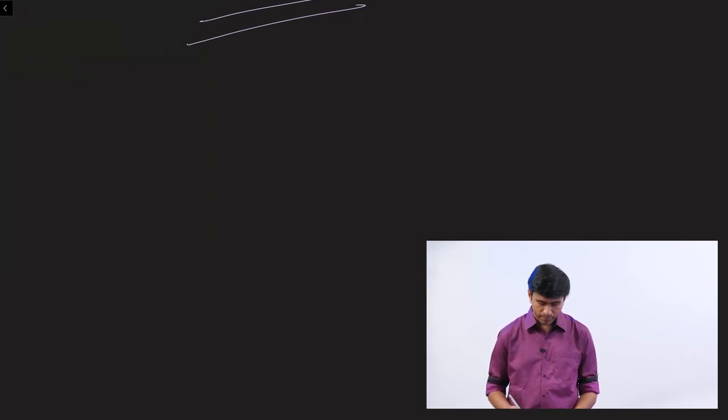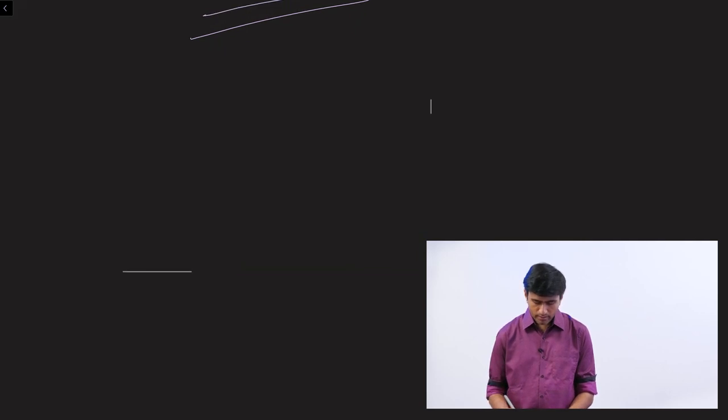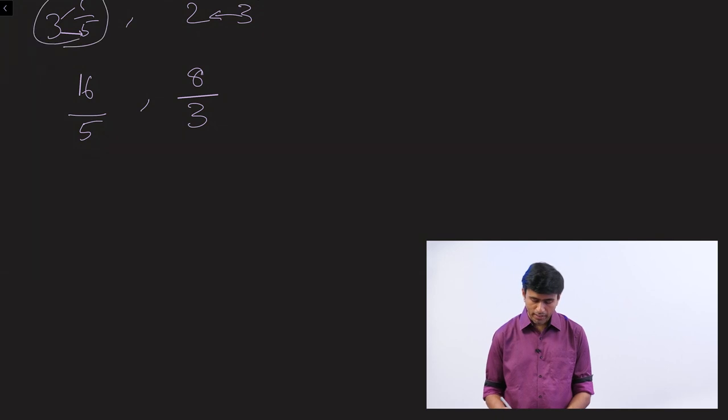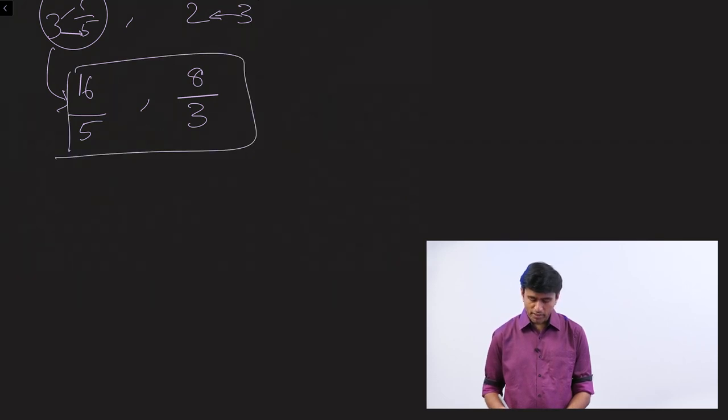Let's take another example. How do we add 3 1 by 5 and 2 2 by 3? Mixed fractions are given. So let's first convert that into an improper fraction. So 5 3s are 15 plus 1, 16 by 5, and 3 2s are 6, 6 plus 2, 8 by 3. You've seen earlier how to convert a mixed fraction into an improper fraction. This is how you do it.